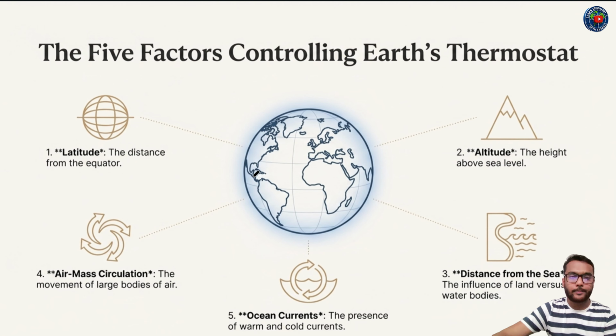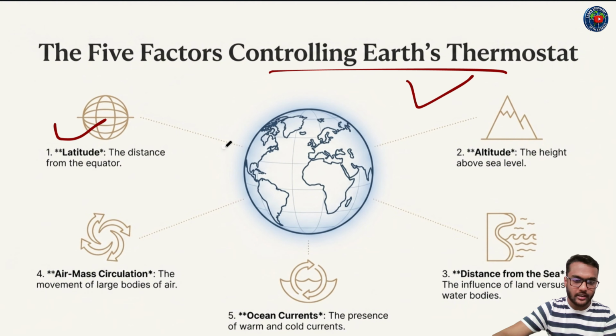Now, there are five factors controlling Earth's thermostat. That means Earth's temperature. First, latitudinal extension: temperature depends on varying latitude. This is latitude, the distance from the equator, and altitude, the height above sea level, or elevation.